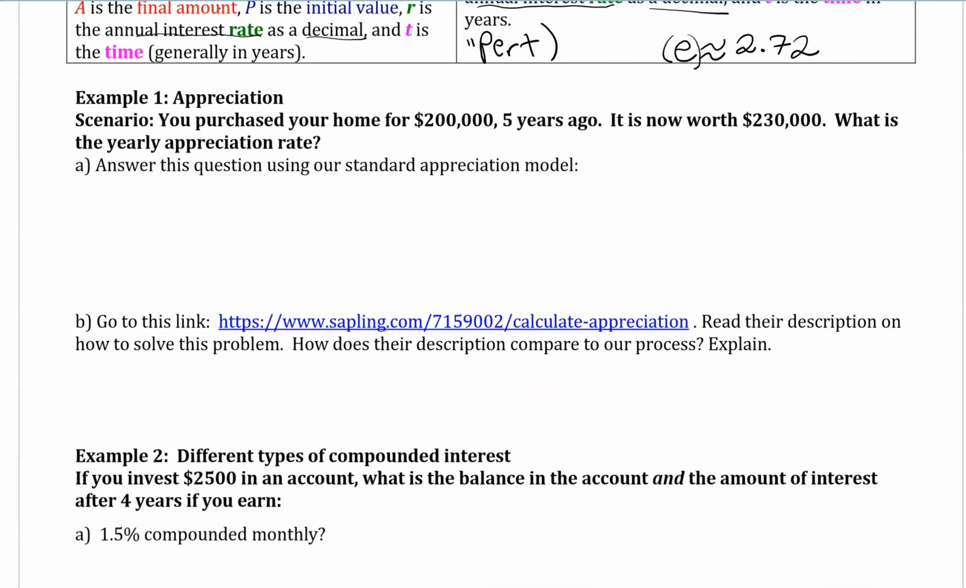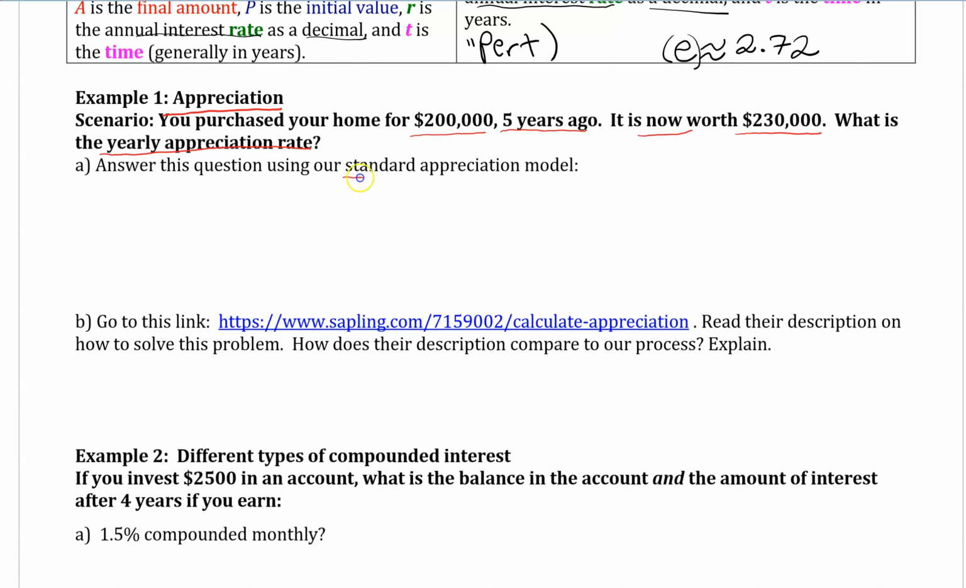So let's take a look at number 1, talking about appreciation. And let's say you wanted to figure out what the yearly appreciation rate was on your home. Let's say you purchased a home for $200,000, and that was 5 years ago, 5 years in the past. And then today it is now worth $230,000. Let's say this is the scenario, and you're trying to figure out what is that yearly appreciation rate, so that you can maybe see a few more years down the road what it might be worth.